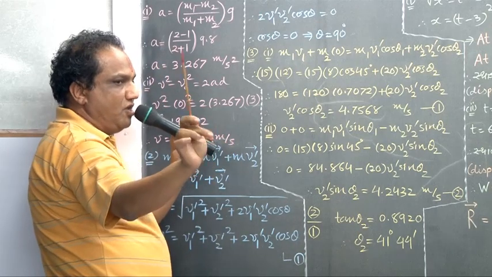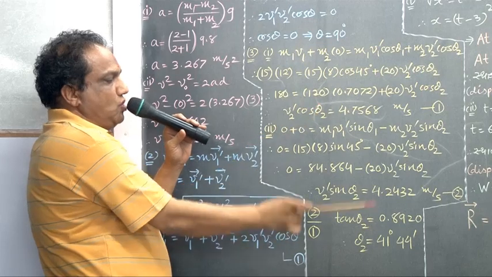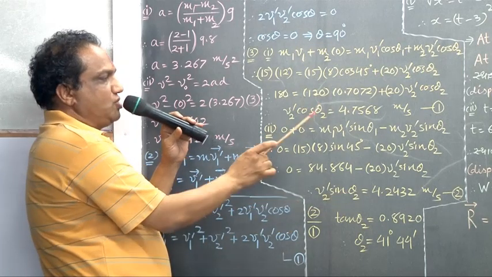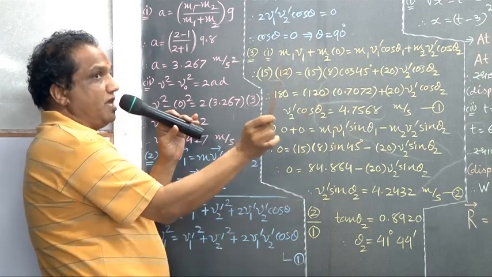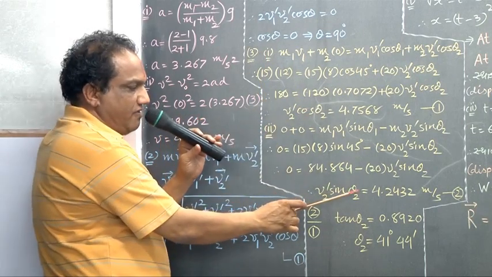41 degree. Great. Now this theta value you can put here also, no problem. But we should not put it here because we don't have the table of natural cosine. Better we should put it here. Come on, put the value of theta 2.